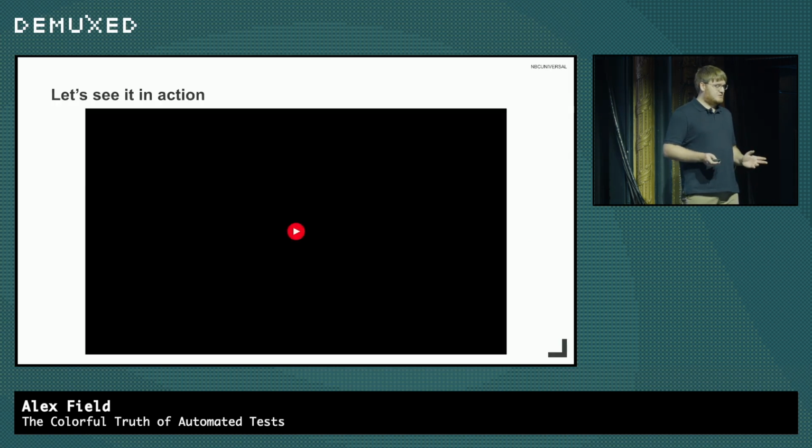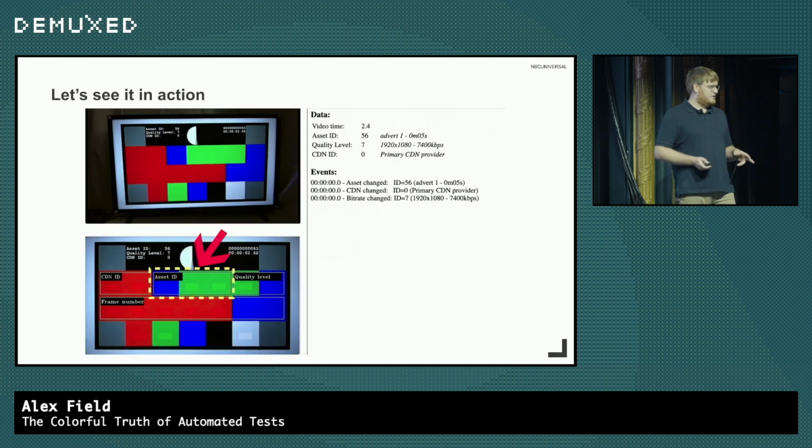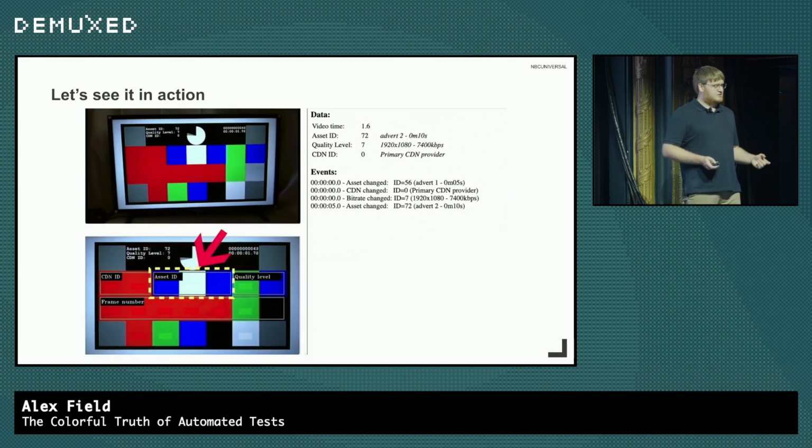Okay, so let's see what it looks like in action. There's going to be a lot going on here, so keep an eye out for the arrows. So we're going to start off with a couple ad breaks. So you're going to see it transition from one ad break to another. You'll see the asset ID change. And now it's going to transition from the second advert into the main content, so the asset ID is going to change again.